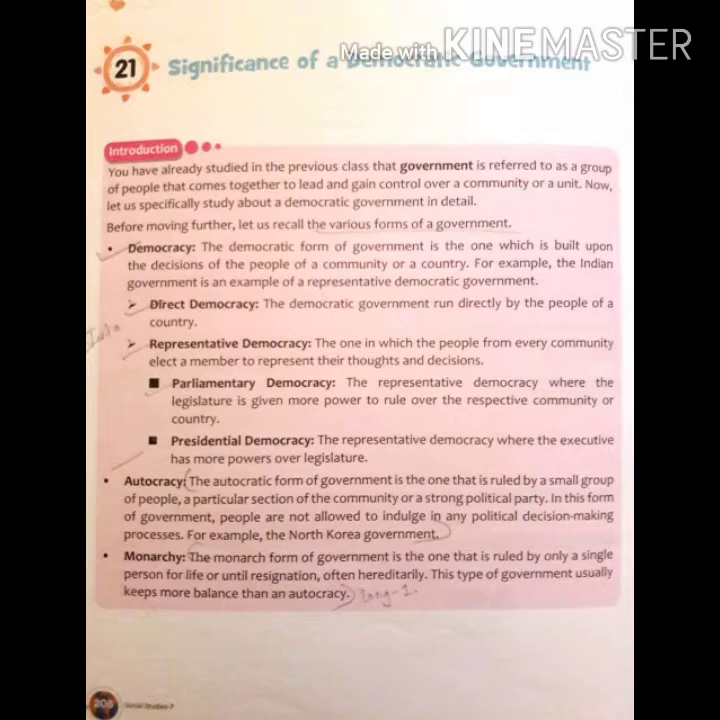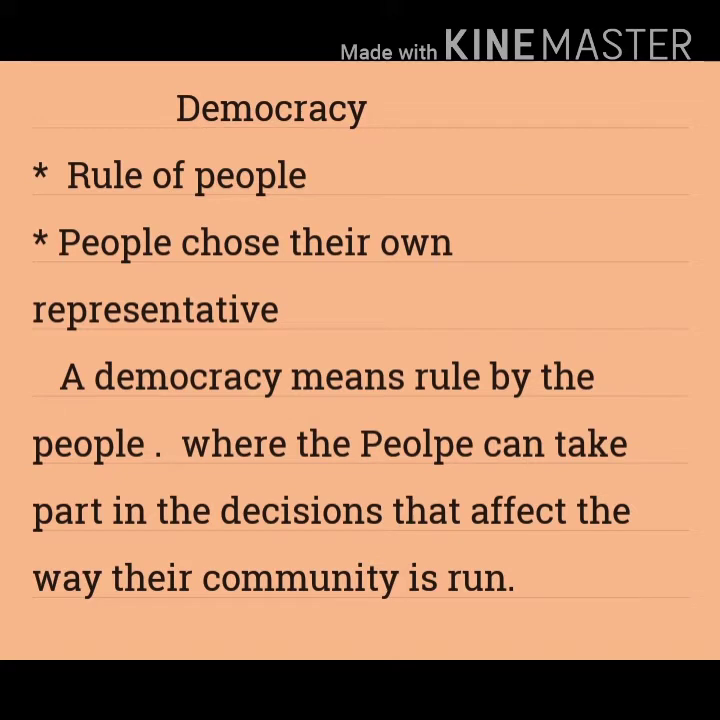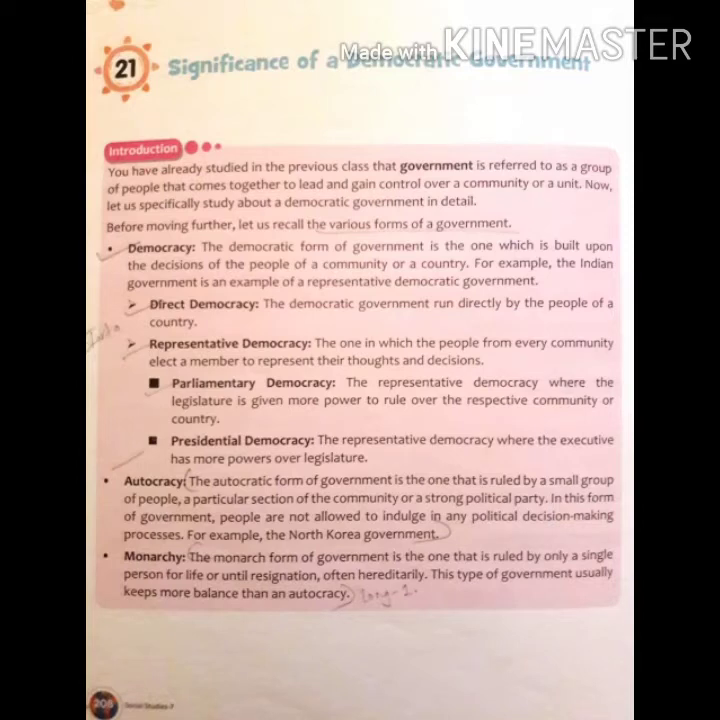So what is democracy? Students, democracy is the rule of people in which people choose their own representative. The definition of democracy is, democracy means rule of the people, where the people can take part in the decisions that affect the way their community is run. Democracy is a name used for different forms of government.